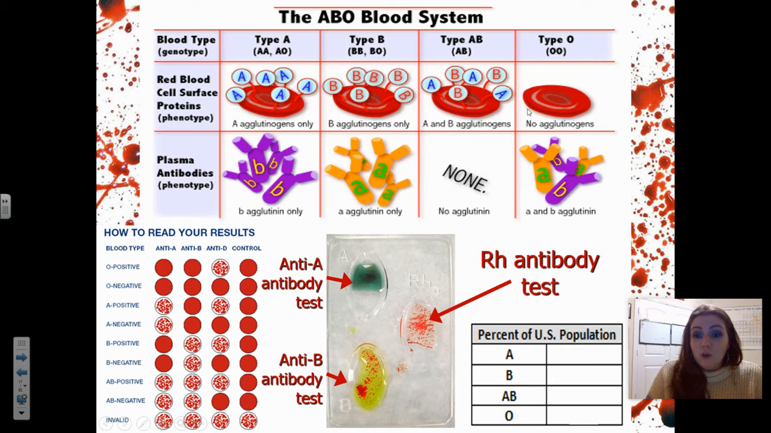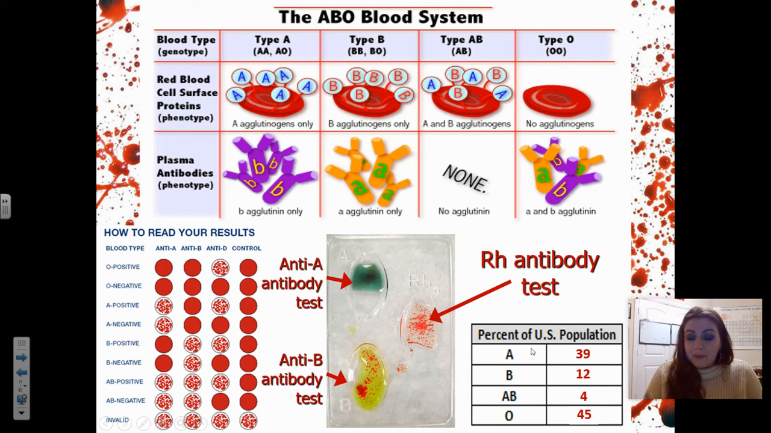But if you have nothing on your cell, then you fight everything. You fight A, you fight B, you fight positive. So you can literally only get O negative blood. So if you're an O negative blood type person, you're the hardest person to give blood to because you can only get O negative blood.